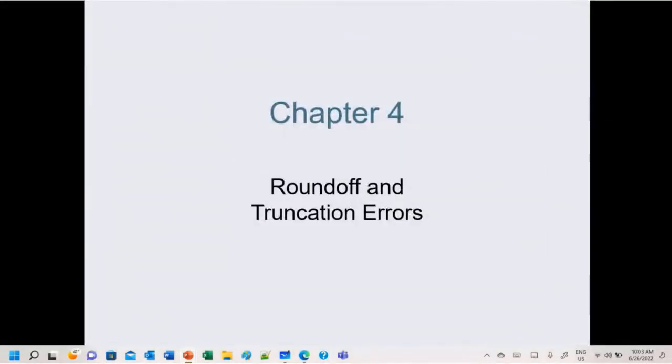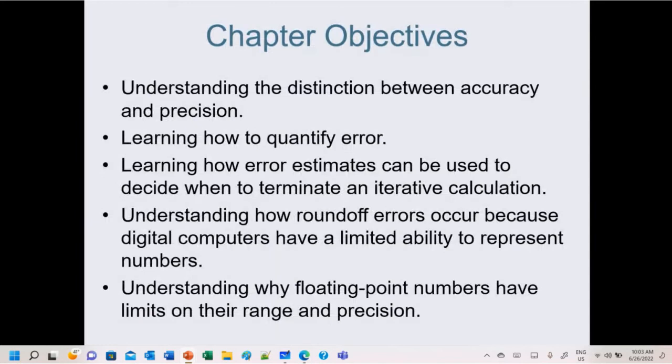Today we look at chapter 4. Chapter 4 is about round off and truncation errors. So this chapter gives us an idea about what we mean by errors. As we said earlier, numerical methods are approximate methods. The solutions that we get from numerical methods are approximate solutions, and since they are approximate, they end up with some error. So we see what we mean by errors in this chapter.